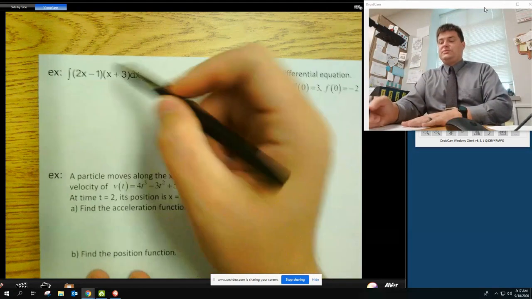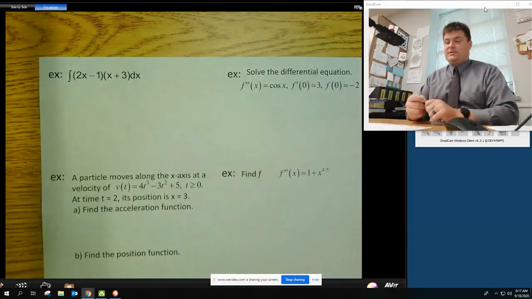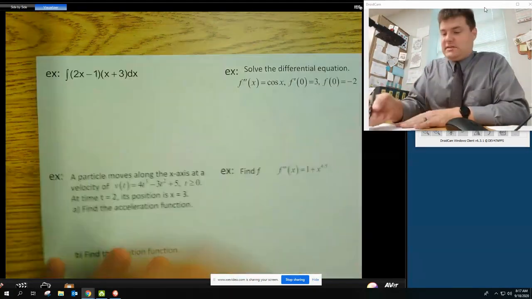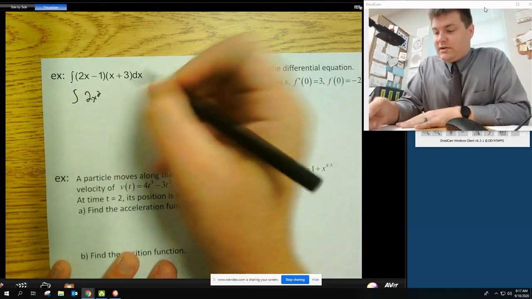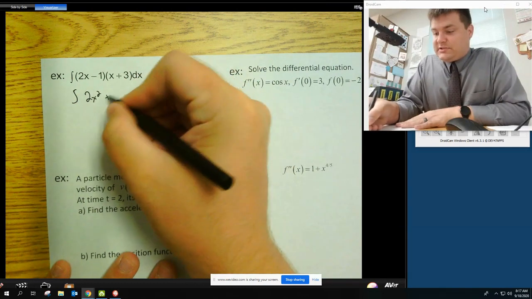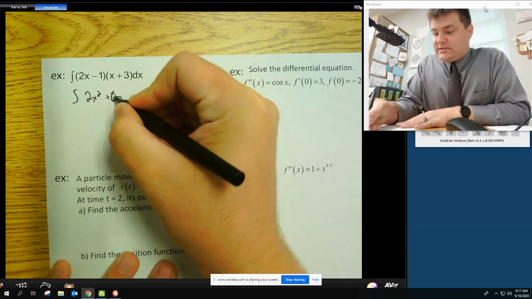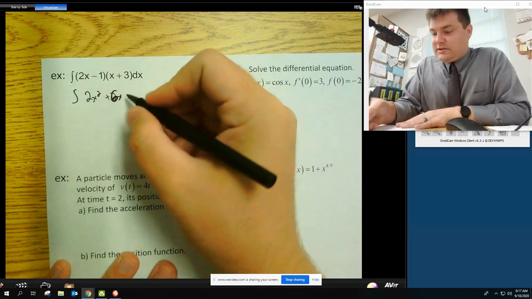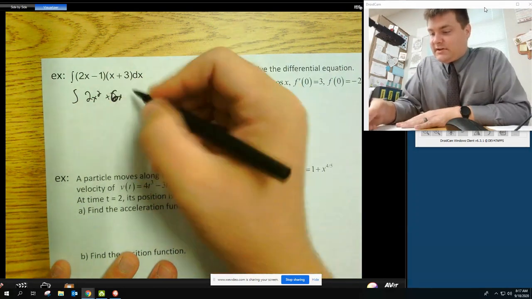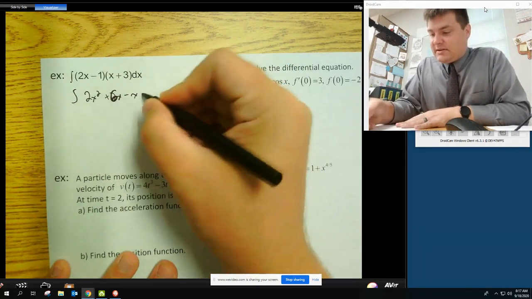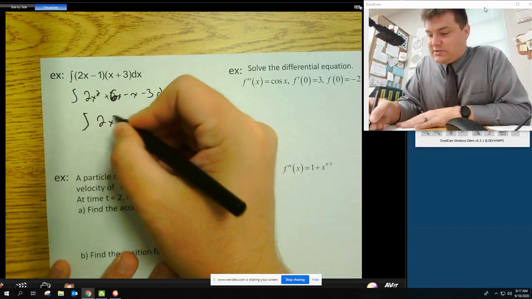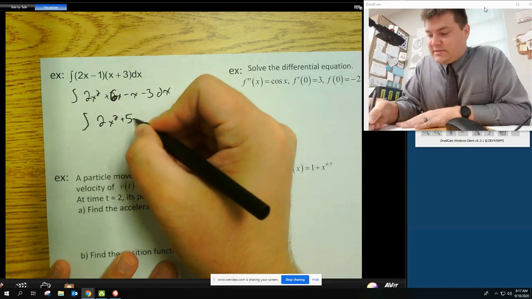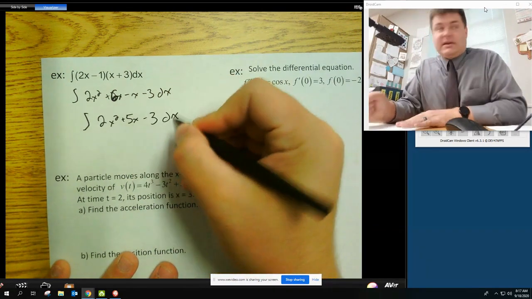So what we need to do is make this into something that we do know how to do. 2x times x is going to give me 2x squared. 2x times 3 is plus 6x. Negative 1 times x is negative x, and we're going to get minus 3 dx. If I rewrite that so it looks nicer, it's 2x squared plus 5x minus 3 dx.